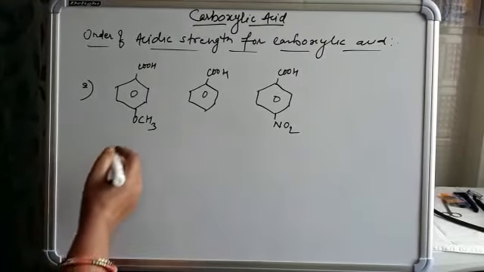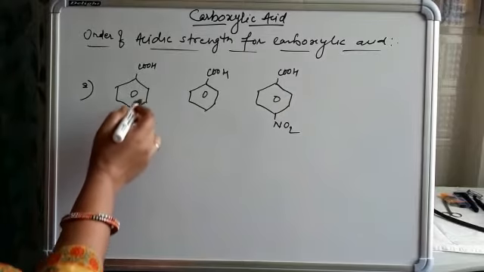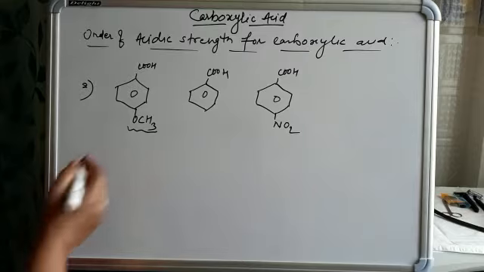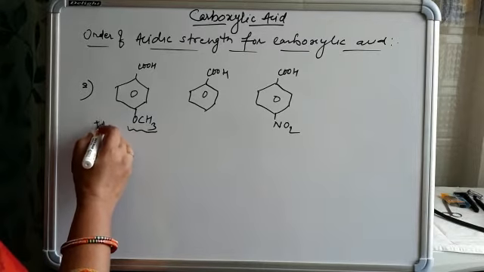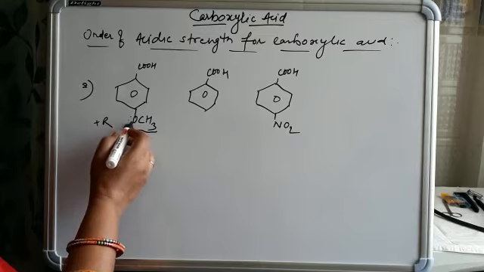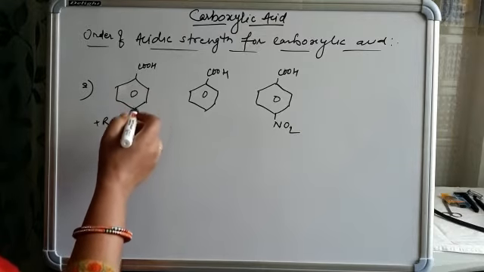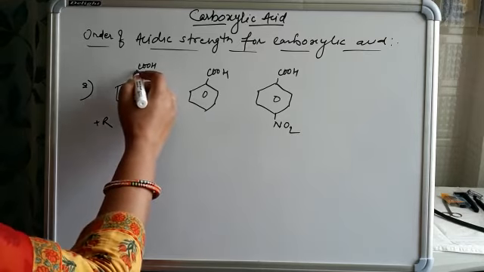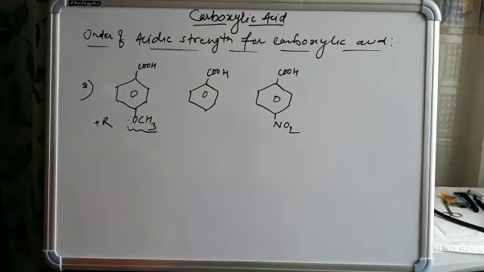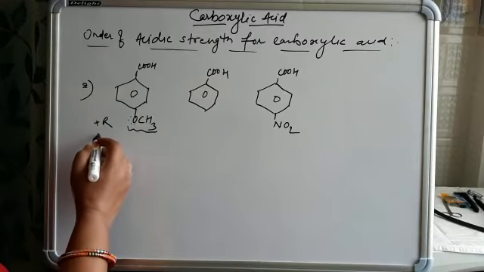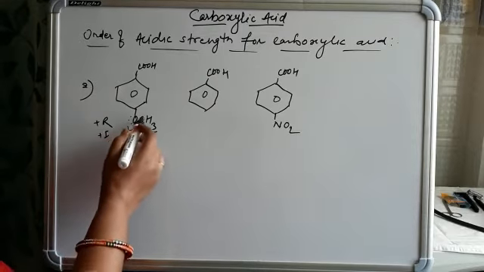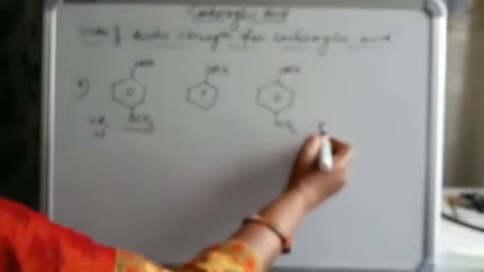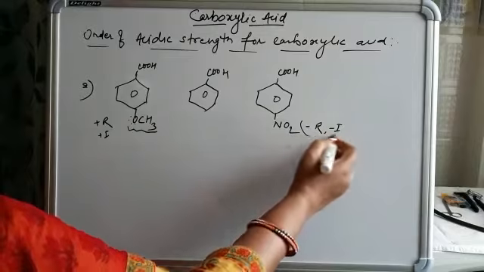So at first we should know about the substituent attached to this group. This is the methoxy group, and we know that this group is a plus R group because the lone pair electrons conjugate with the ring system. It increases the electron density on the ring and ultimately decreases the acidic character of the acid. So both a plus R effect and a plus I effect are shown by this compound. And here is the NO2 group. We know that the NO2 group is a minus R group and a minus I group.